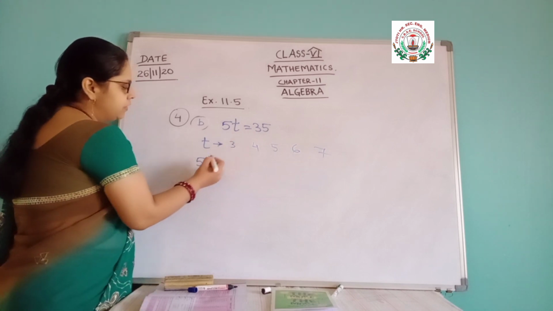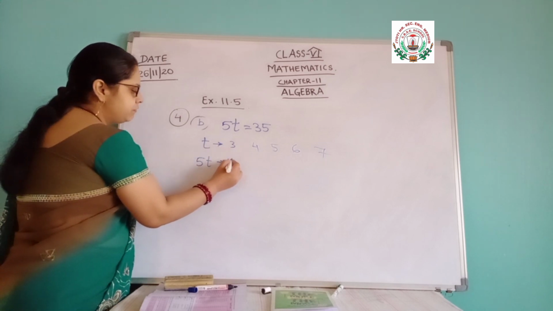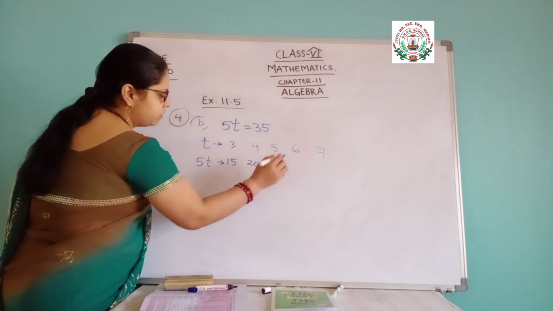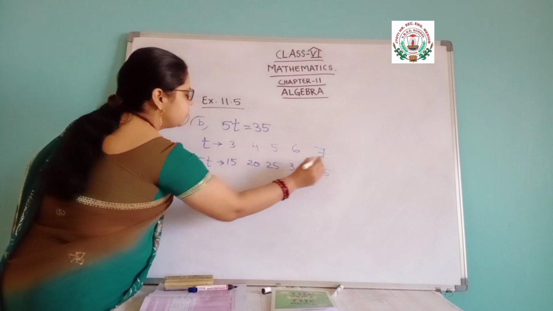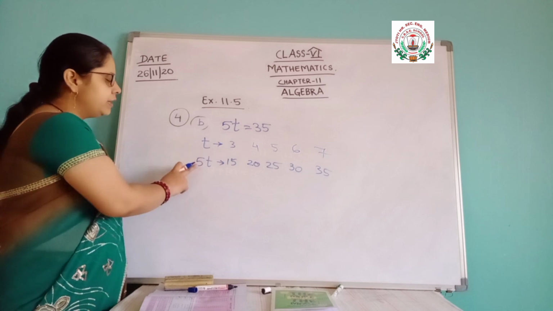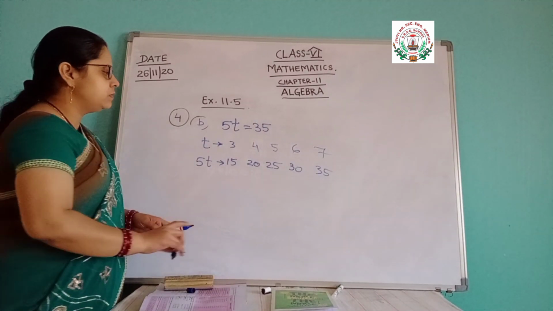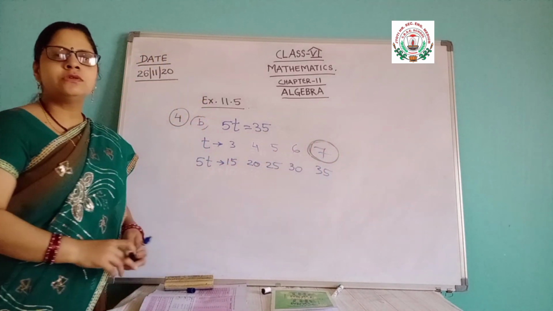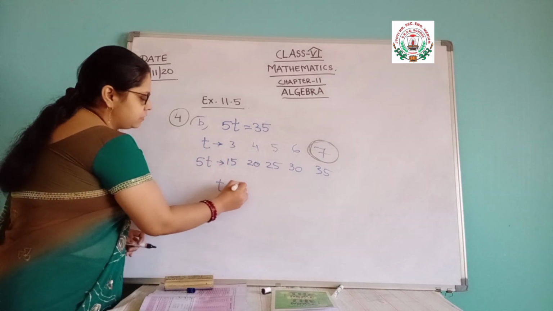So 5t means 5 into this number. 5 into 3 is 15, 5 into 4 is 20. So in this way you go on: 25, 30, 35. Now it is asking for which value of t you get 5t is equal to 35. So we are getting 5t is equal to 35 for the value 7. So what is the solution of the equation? The solution of the equation is t is equal to 7.